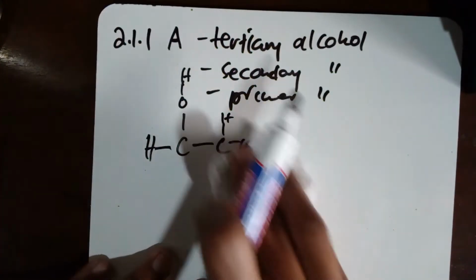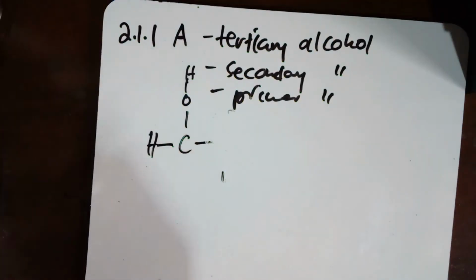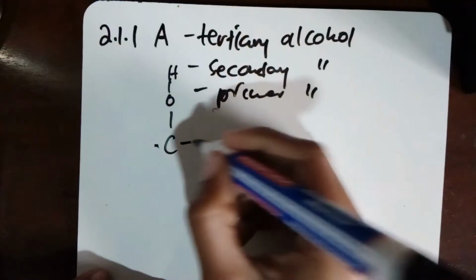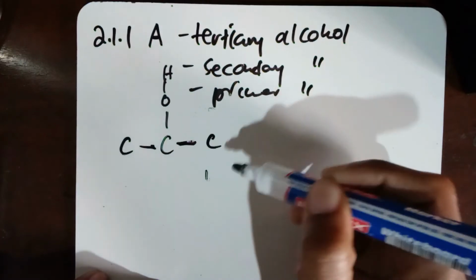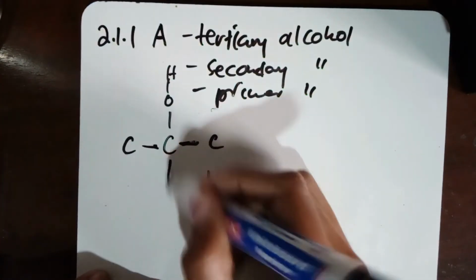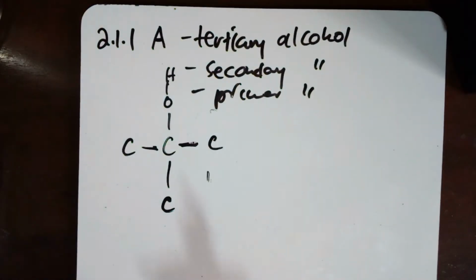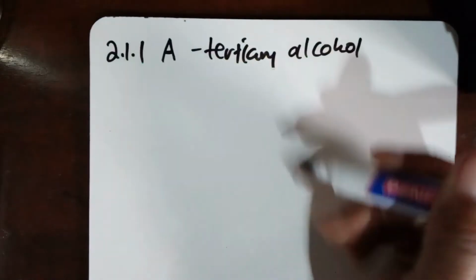But then if now it's actually bonded to 2 carbons, so we have a C and another carbon here, it will be a secondary alcohol. And if now it's joined to yet another carbon, then we would have a tertiary alcohol. So if you look at the structure of the compound given at A, that is your tertiary alcohol.